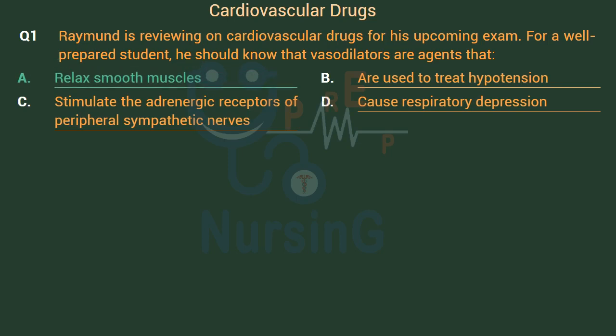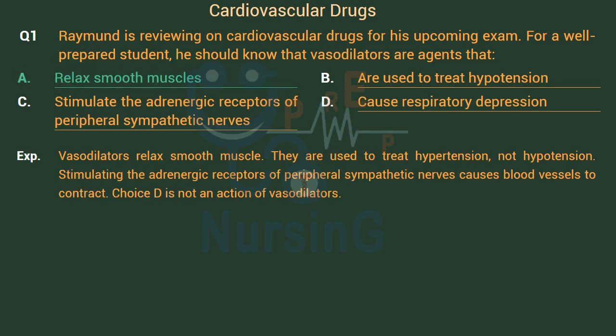Relax smooth muscles. Vasodilators relax smooth muscle. They are used to treat hypertension, not hypotension. Stimulating the adrenergic receptors of peripheral sympathetic nerves causes blood vessels to contract. Choice D is not an action of vasodilators.